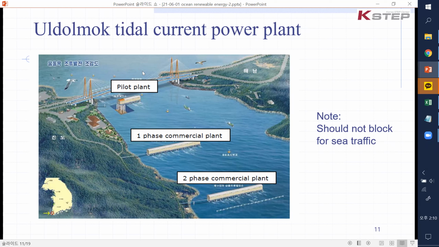So there is a pilot plant and a commercial plant, and the others are in the picture. Ships are coming back and forth, and the current speed is very high, so there is also high wave showing. So you need to be very careful about blocking or colliding of the ships with this facility.